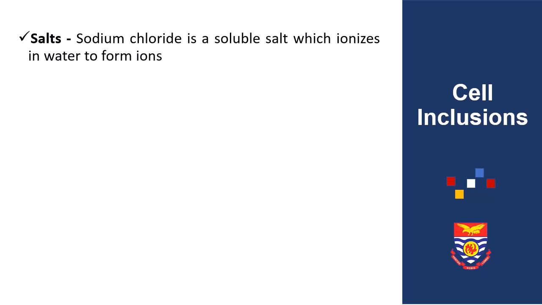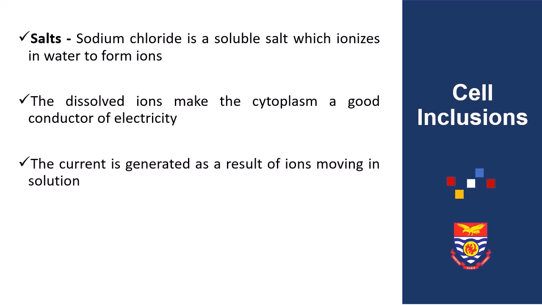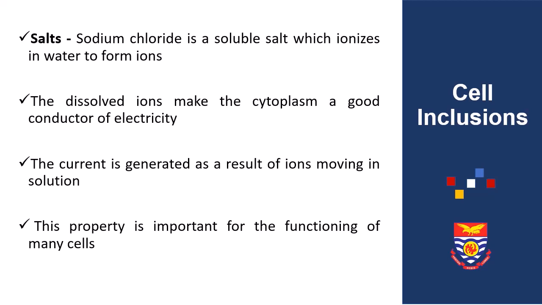Salt, which is also an inorganic compound found in the cell, includes sodium chloride. And sodium chloride is soluble in water to form ions. And the ions that are formed make the cytoplasm a good conductor of electricity. And so because of the movement of the dissolved ions, current is generated in the cell, and this particular unique property is important for the functioning of many cells, especially the nerve cell.